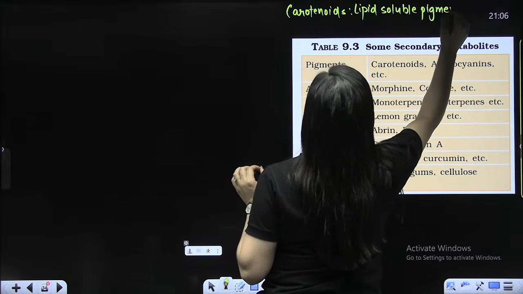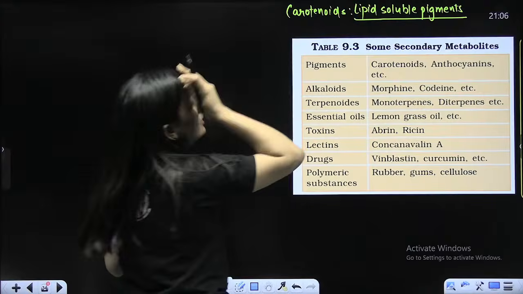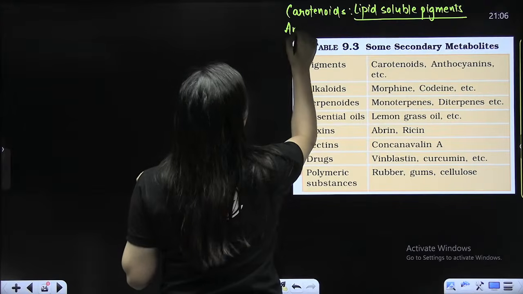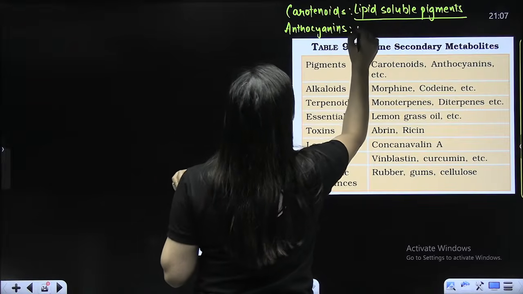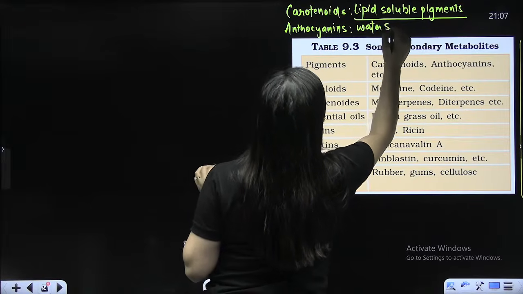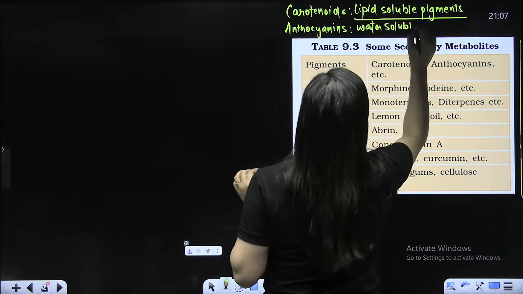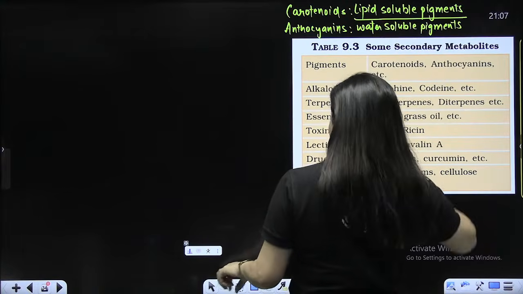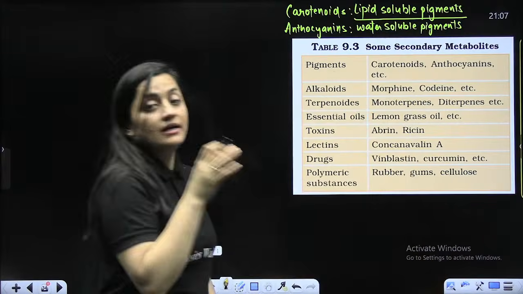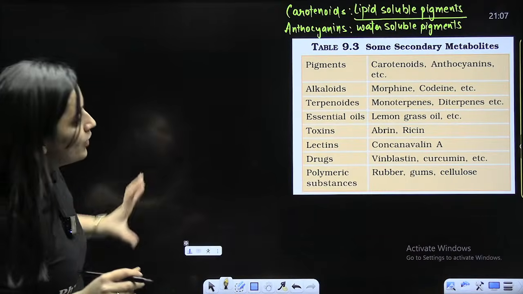Remember, xanthophylls impart yellow color. Carotenes are there. Then you have anthocyanins. Say your petal colors, they will show the anthocyanin. So anthocyanin is water soluble. No doubt you will read it in plant physiology, but whenever you make short notes, do include this particular table and write the important pointers like this.